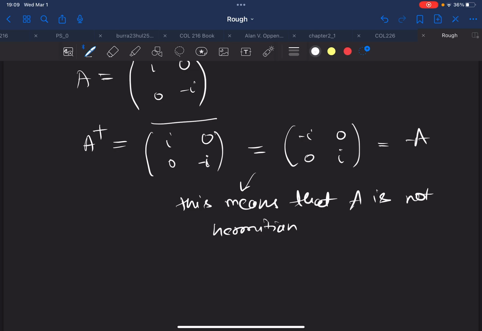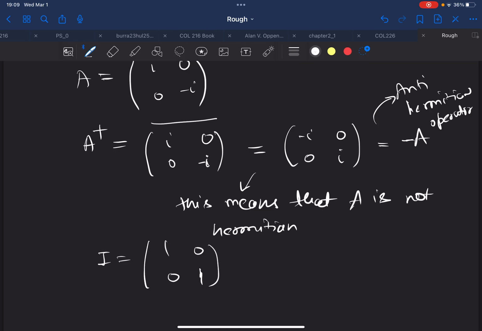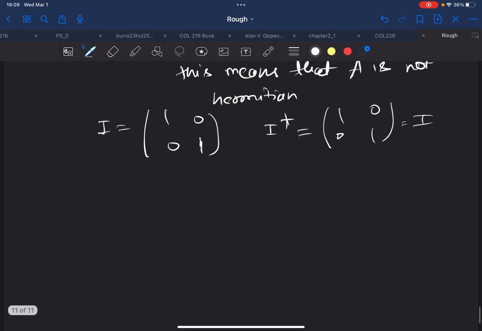In fact, it is anti-Hermitian because the conjugate transpose of A is minus A. So this is an anti-Hermitian operator. If we take the identity operator, then the conjugate transpose of this will be the same as I, which means that I is a Hermitian operator.